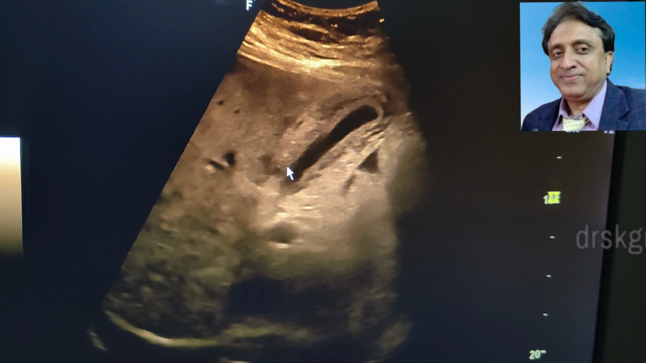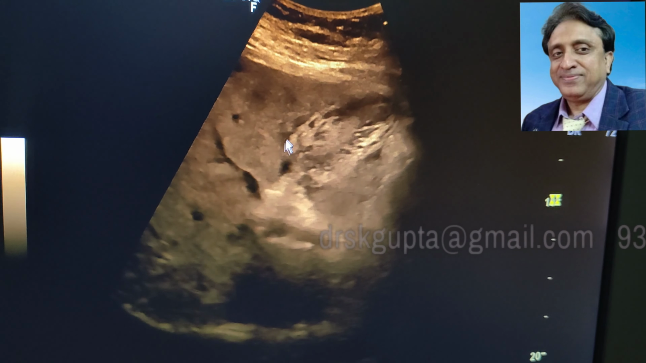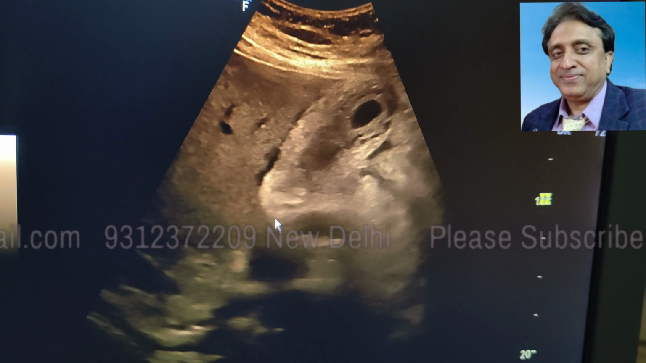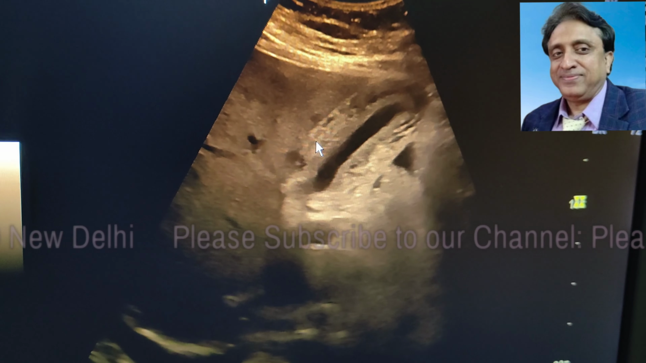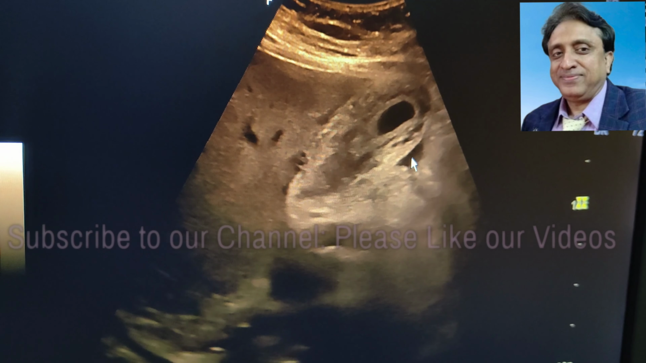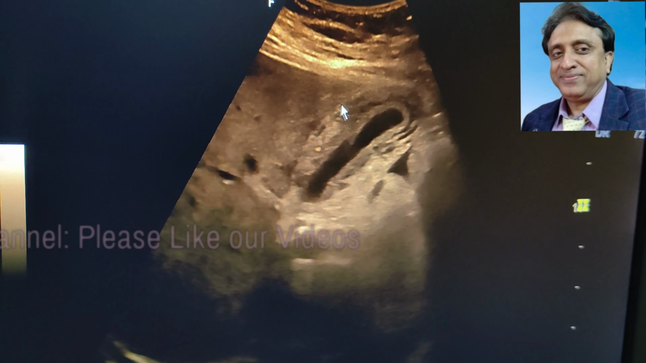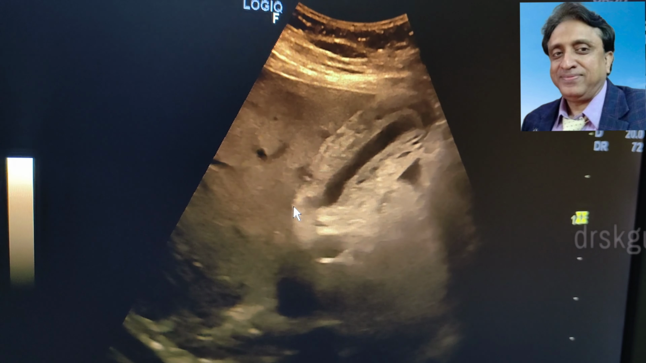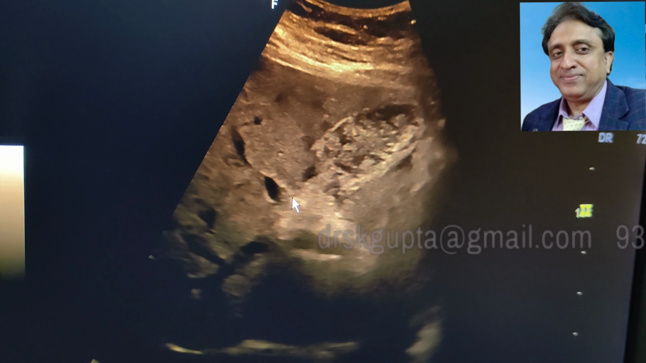dengue fever, and there is a diffuse thickening of the gallbladder wall all across the gallbladder from the neck to the fundus. And if you see it carefully, you can see that around the gallbladder also there is edema, and this is pericholecystic fluid collection, which also is a feature of dengue fever.